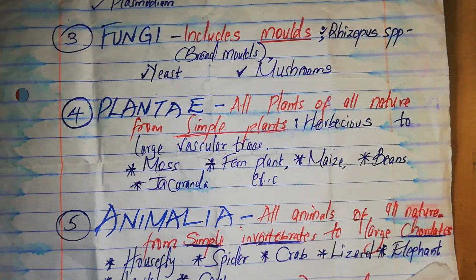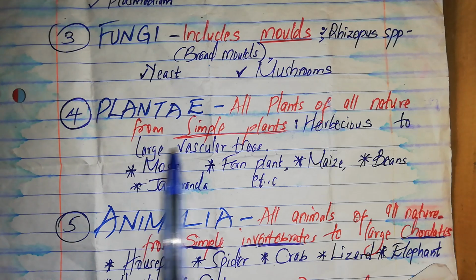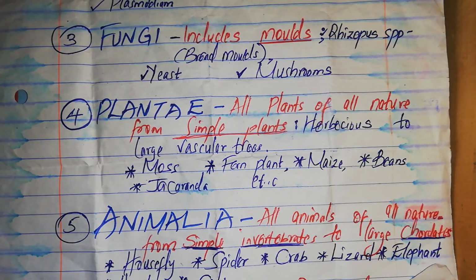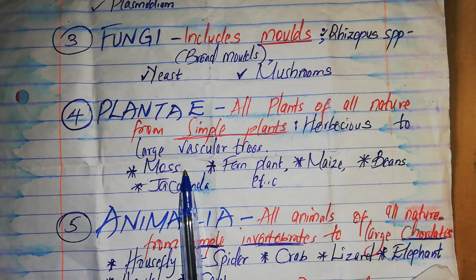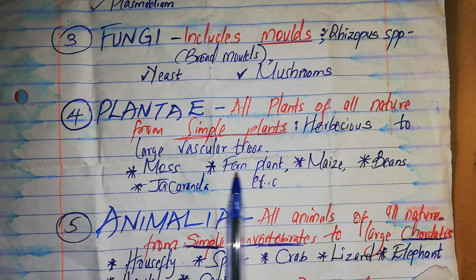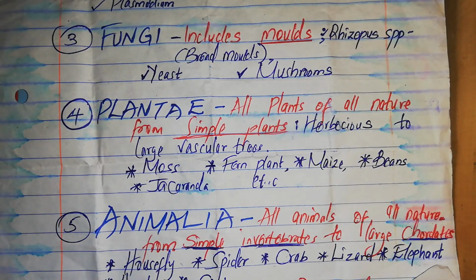Now we are advancing. We have Plantae. All plants of all nature, from simple plants, herbaceous ones, to the large vascular trees, all of them fall in Kingdom Plantae. They can be green or non-green. You know the characteristics of all plants. Examples, we say moss plants. These are very small ones, very young, very less developed. Fern plants, maize, beans, jacaranda, etc. All plants fall in Kingdom Plantae.